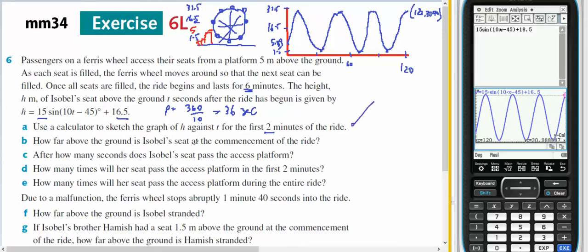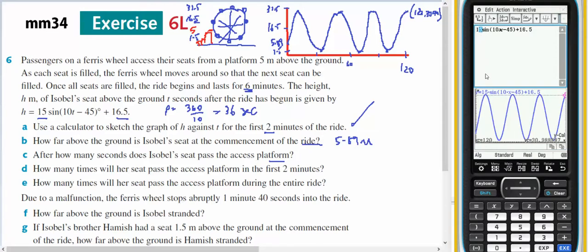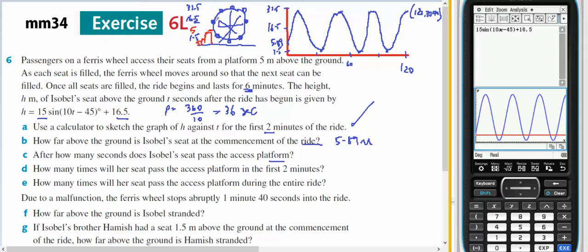How far above the ground is Isabella's seat at the commencement of the ride? 5.89 metres. After how many seconds does Isabella's seat pass the access platform? Okay, the access platform is at 5. So if I just highlight a 5 and drag and drop, there's my 5. She starts above. As she goes around, the first time she gets to 5, she'll be over here, not at the access. So the second time she gets to 5, it will be here.